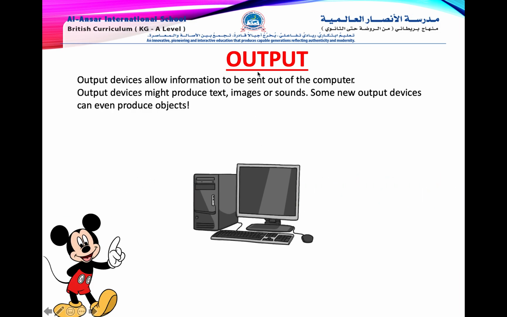But an output device is the opposite of this. Output devices allow information to be sent out of the computer. So if you look at the arrows here, they are moving out of the computer. You can get text, images, or even sounds that come out of the computer. Some output devices can even produce different objects.